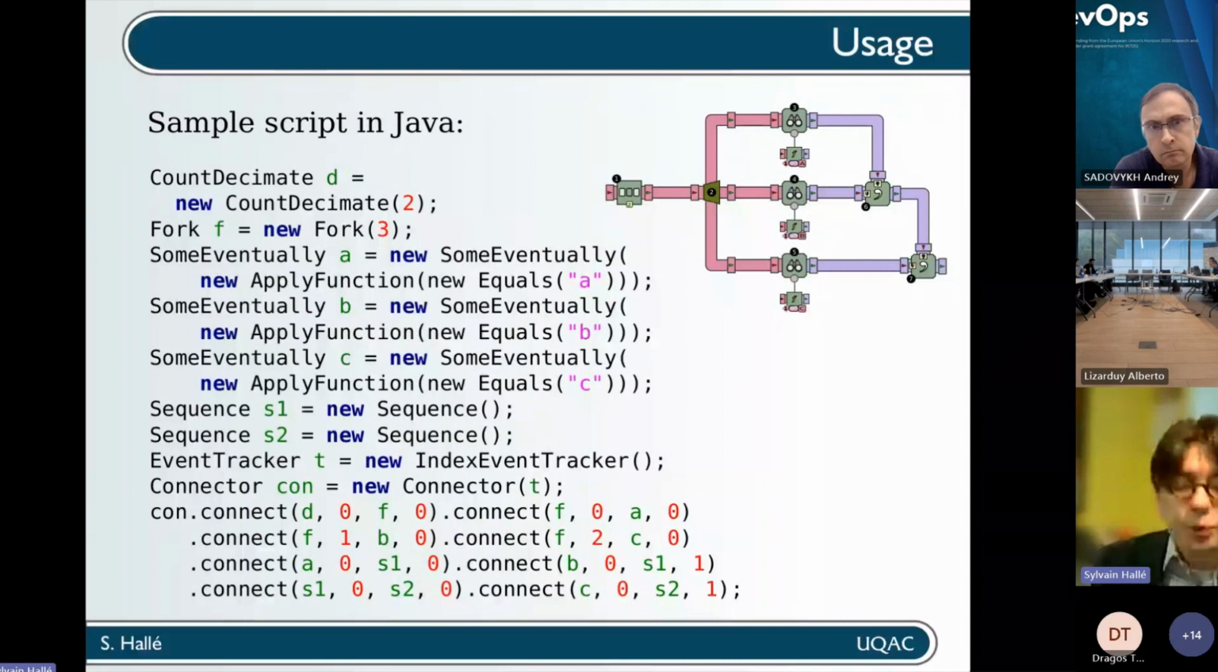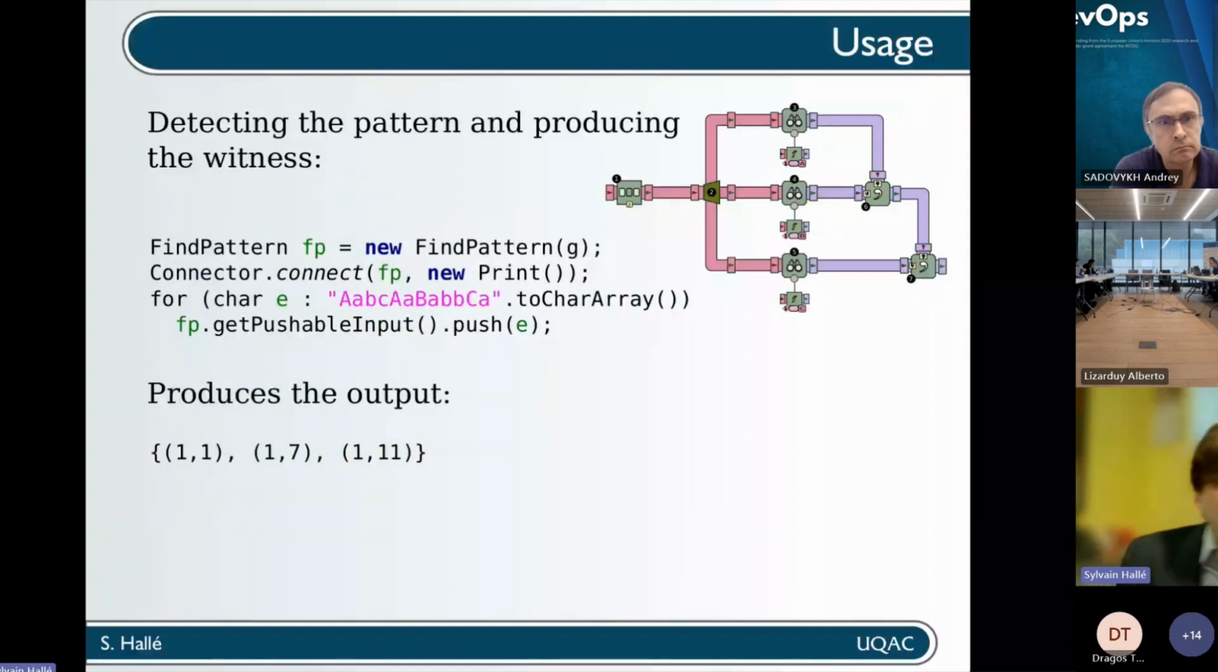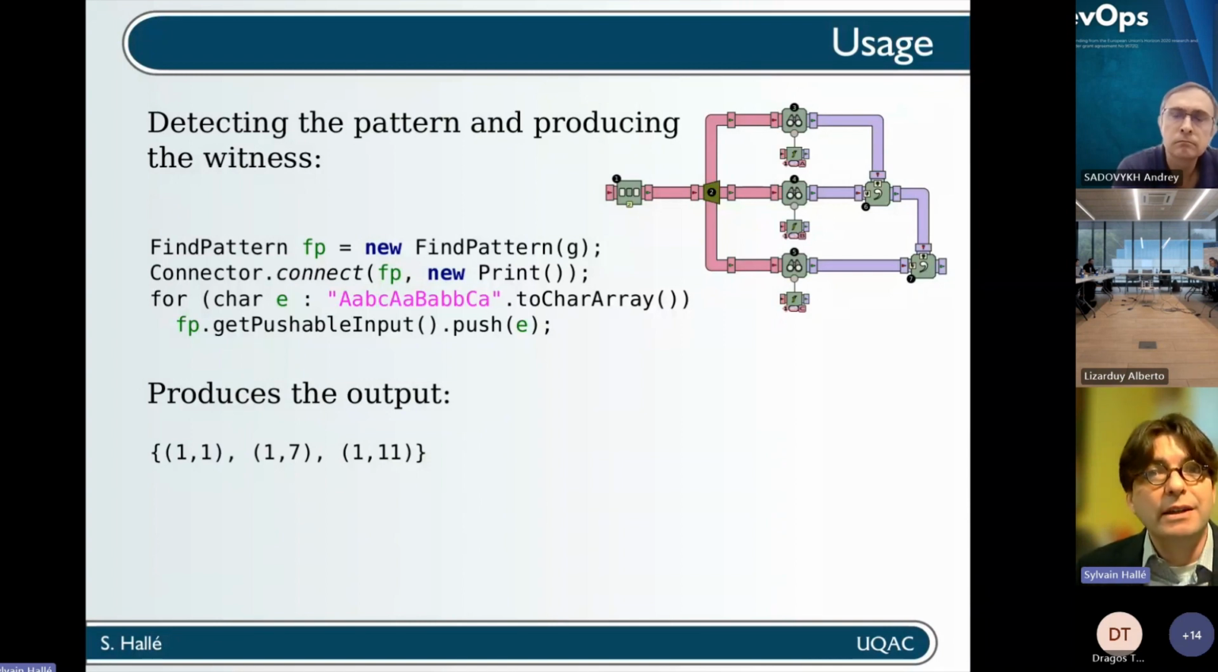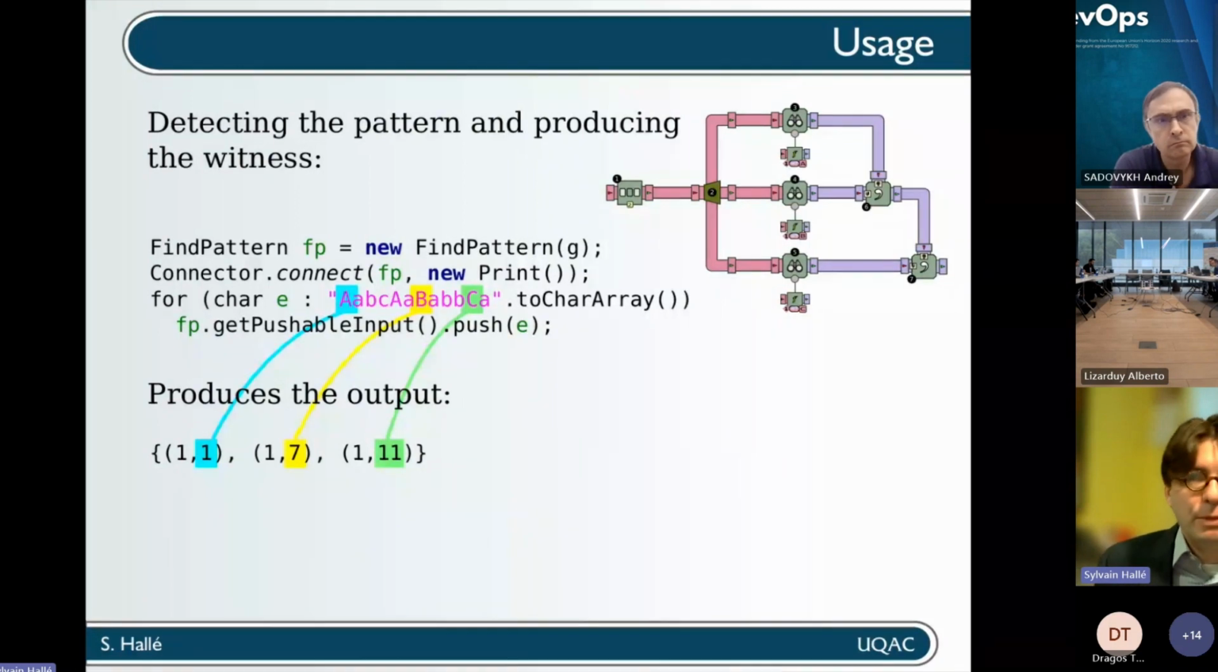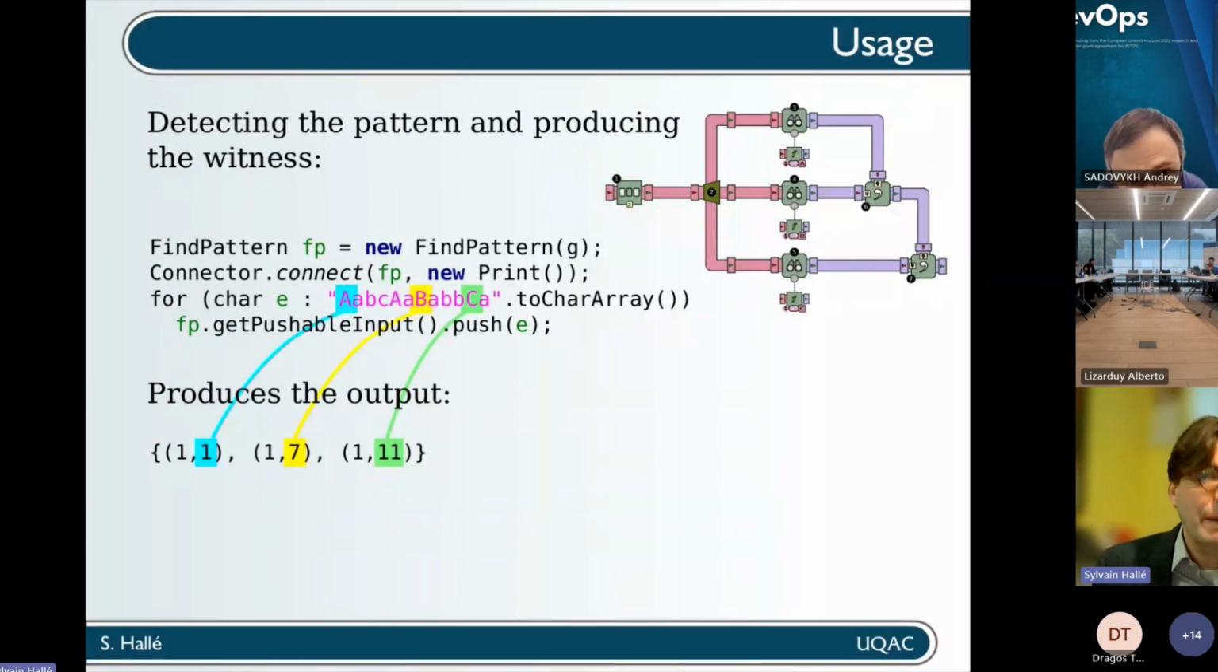So here's a sample script. You interact with the library using Java code. Here you have the complete code that produces the pipeline that you see on the screen. And if you want to detect the pattern and produce the witness, you use this piece of code here. So here I enter a string of characters. I push these characters into the monitor. Eventually, I get the true output, and then I ask the pipeline, tell me what is the progressing subsequence that corresponds to this match, and it produces the output you see at the bottom. And the numbers that you see there correspond to the positions of the three events of the input that correspond to the witness of the occurrence of my pattern.